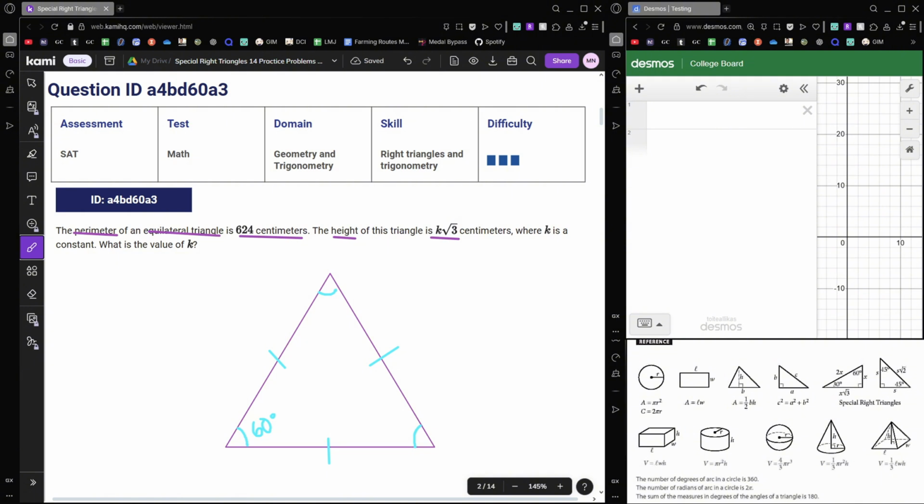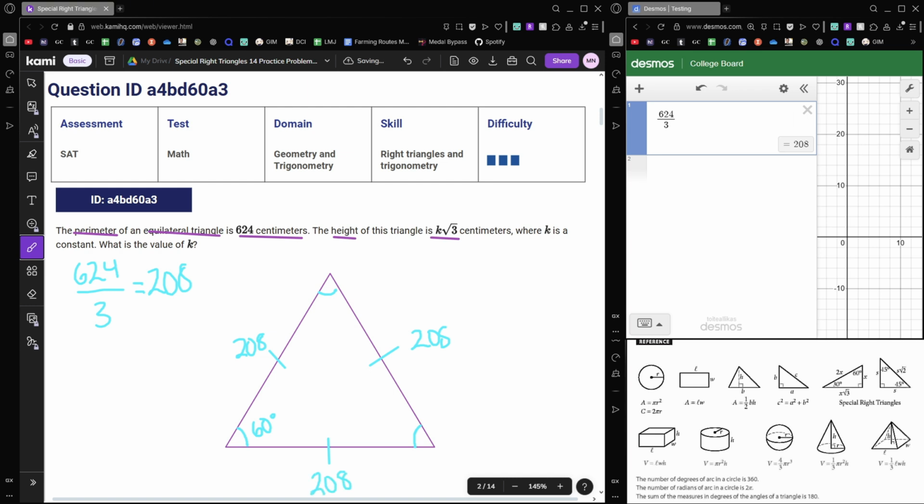Okay, so we know that this triangle has a perimeter of 624 centimeters. So if you take all of its sides and add them up, it'll equal 624. We know it's just one triangle, which means it has 3 sides. So if we take the perimeter and divide it by the number of sides, which is 3, we get that each side is equal to 208 centimeters. So this is 208 centimeters, this is 208 centimeters, and this is 208 centimeters.